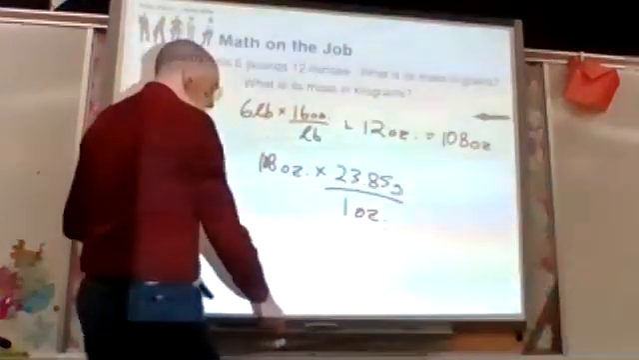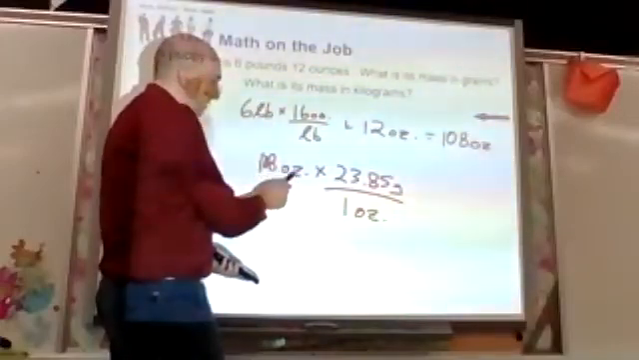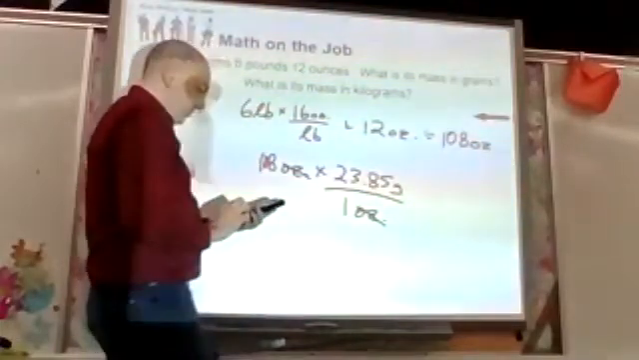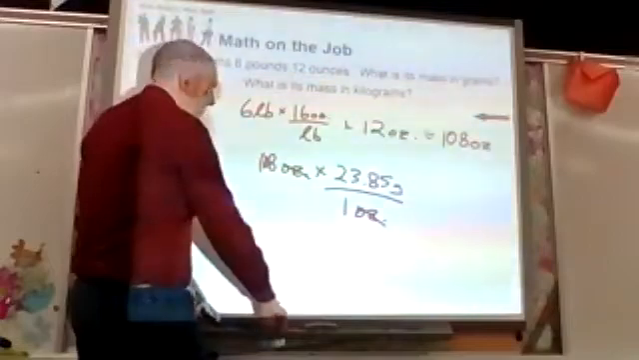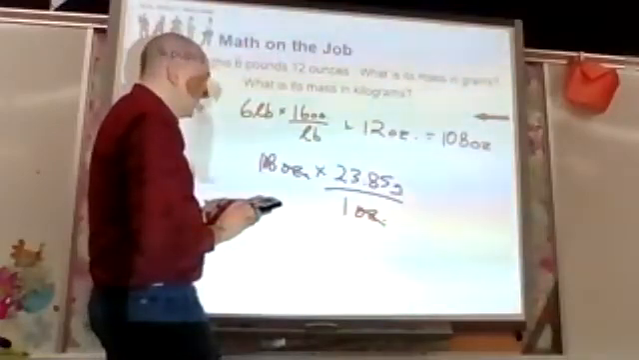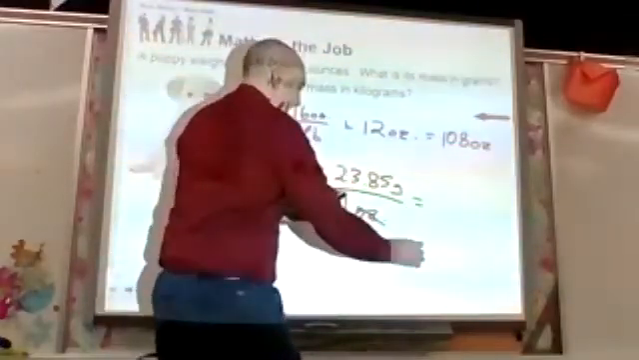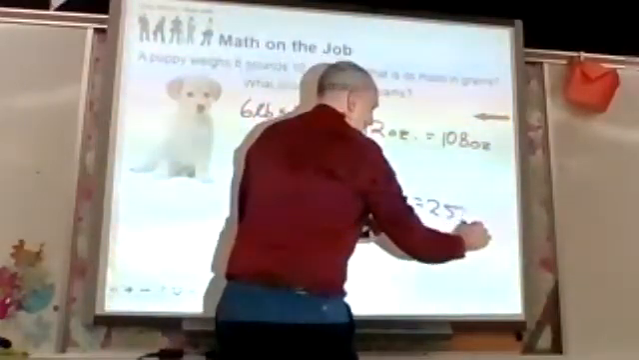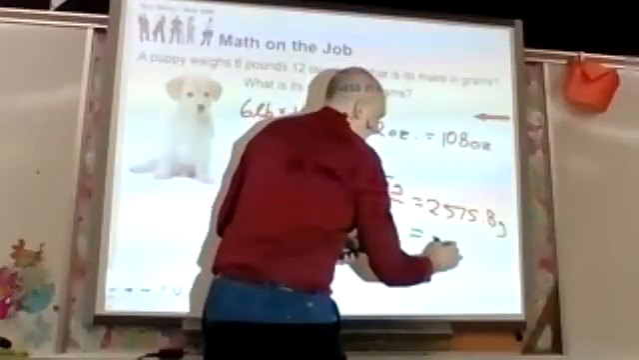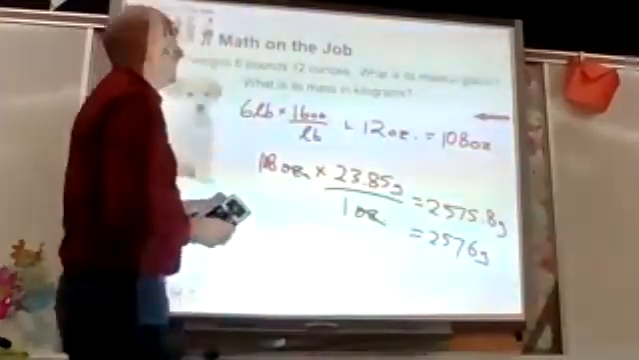Remember, when we're doing this multiplication, multiplying by a conversion factor, you always want to make sure you have one of the things to be canceled on top of the line, the other on the bottom of the line, because then I'm left with just grams. So I've got 108. 96 plus 12 is 108. So I've got 108 ounces times 23.85 grams, and I'm going to get an answer of 2,575.8 grams, or rounding that, 2,576 grams.